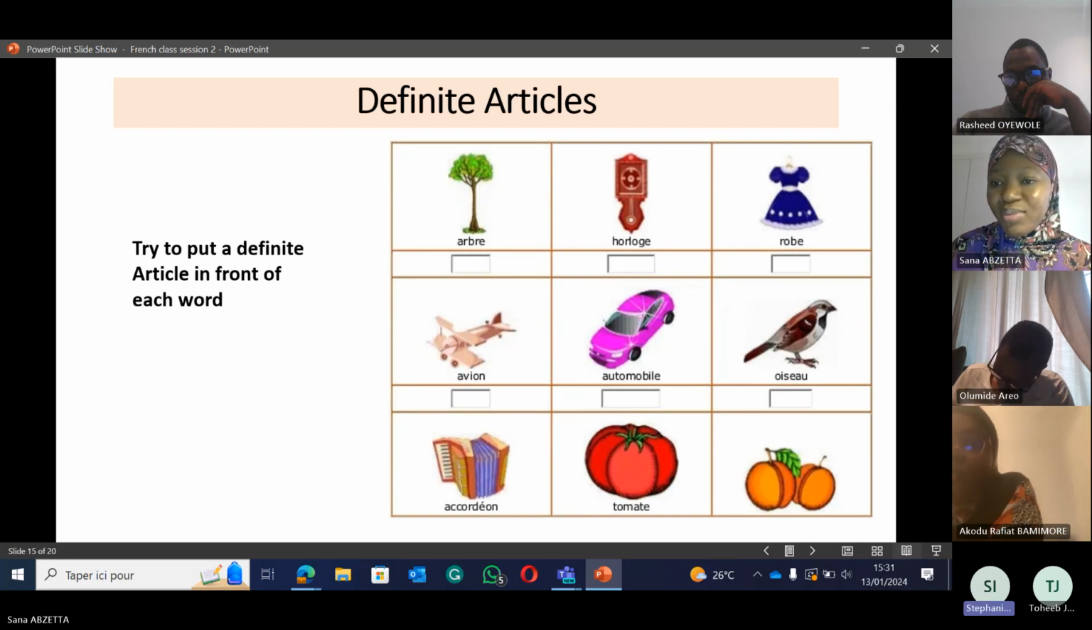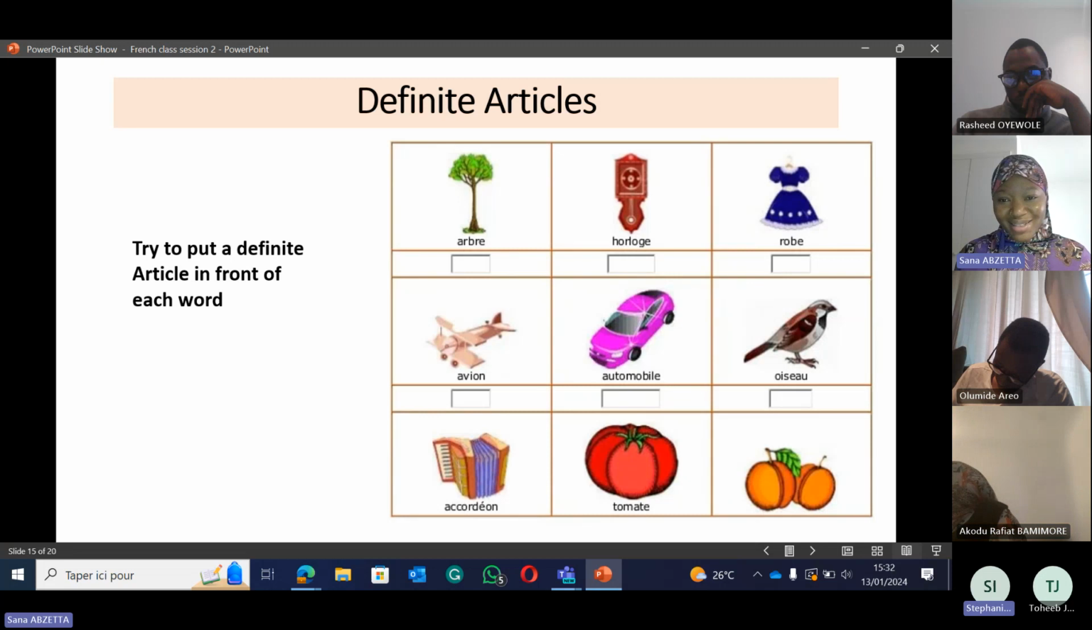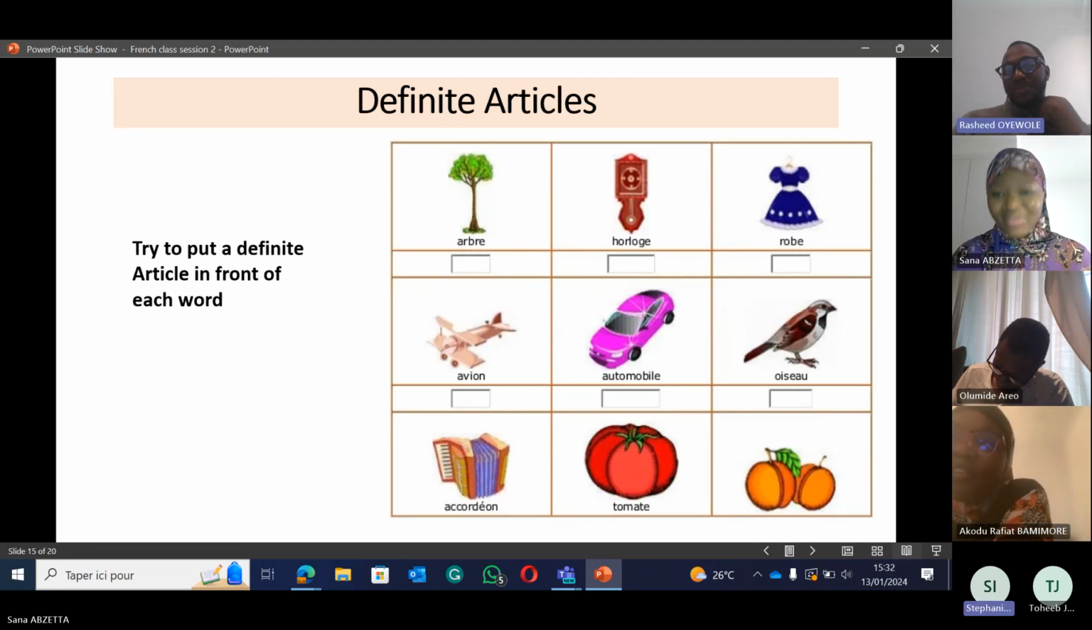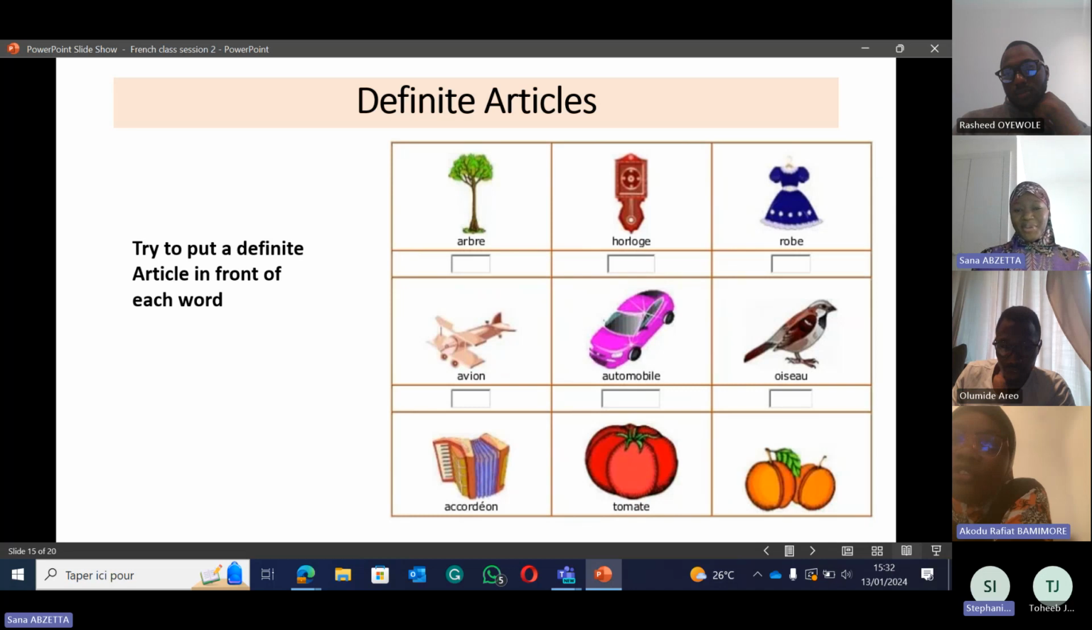L'horloge. I want you to repeat. L'horloge. Good, good, good.